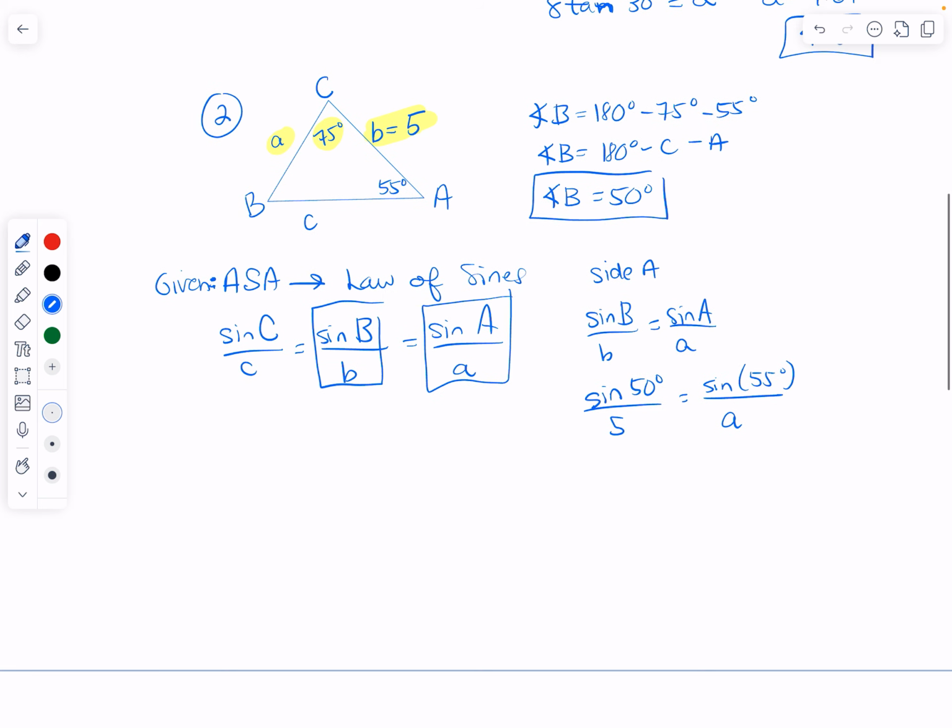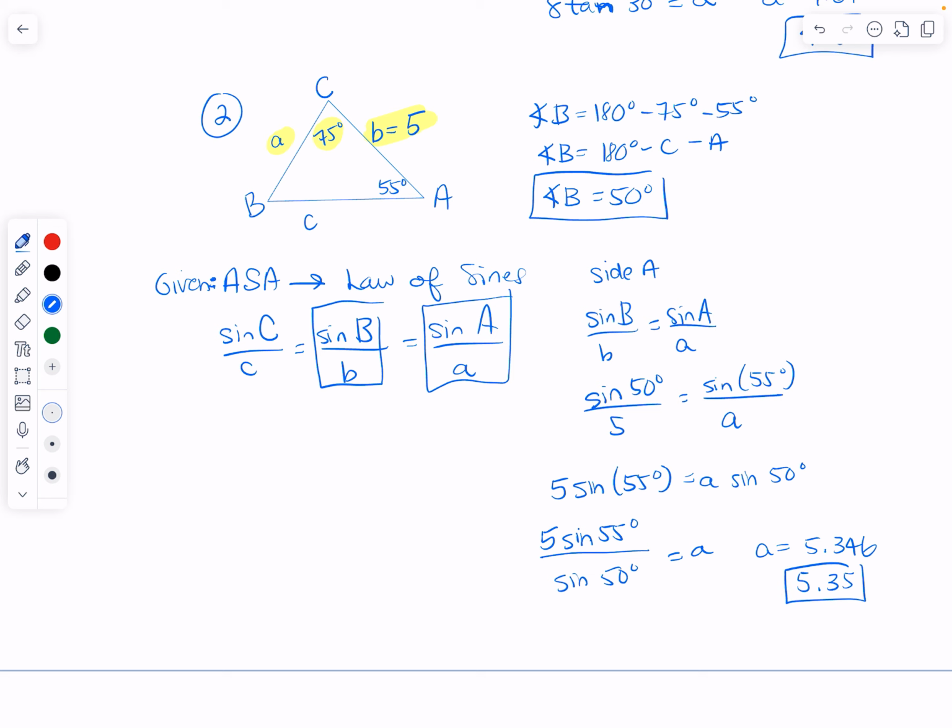And this becomes 5 times sine of 55 degrees equals A times sine of 50 degrees. So 5 times sine of 55 degrees divided by sine of 50 degrees will give me A. So I'm going to punch that into the calculator. I'm going to put parentheses around the numerator. So parentheses 5 times sine of 55 degrees, end parentheses, divided by sine of 50 degrees. And when I do that, I get A equals 5.346. Rounding that up, I get 5.35.